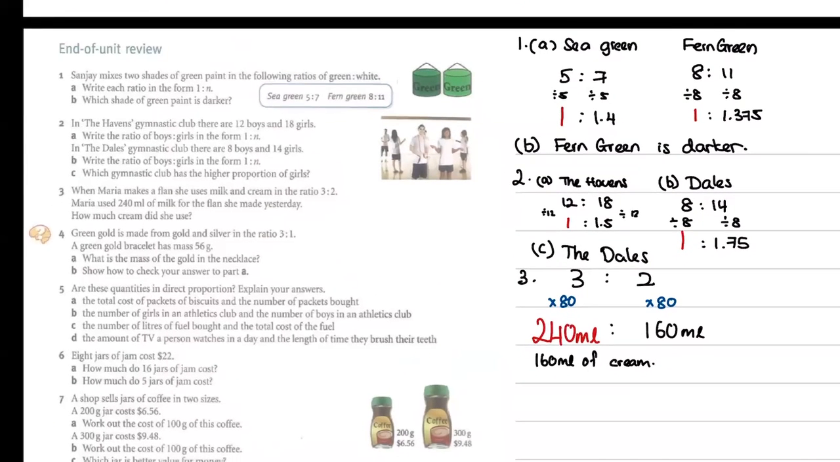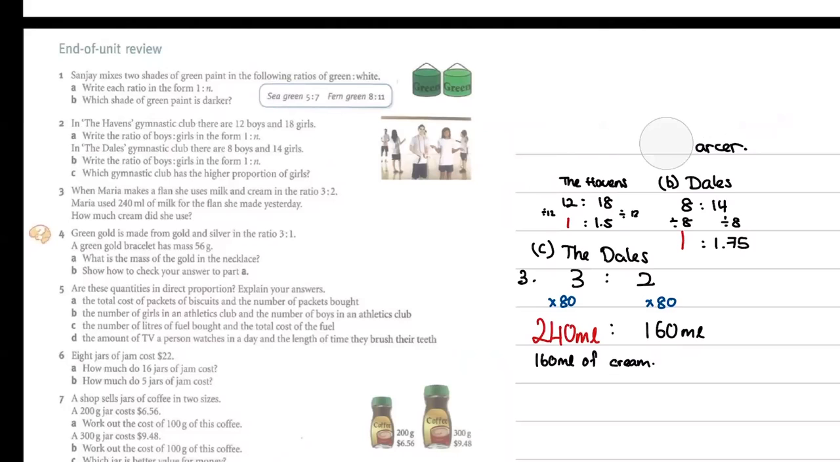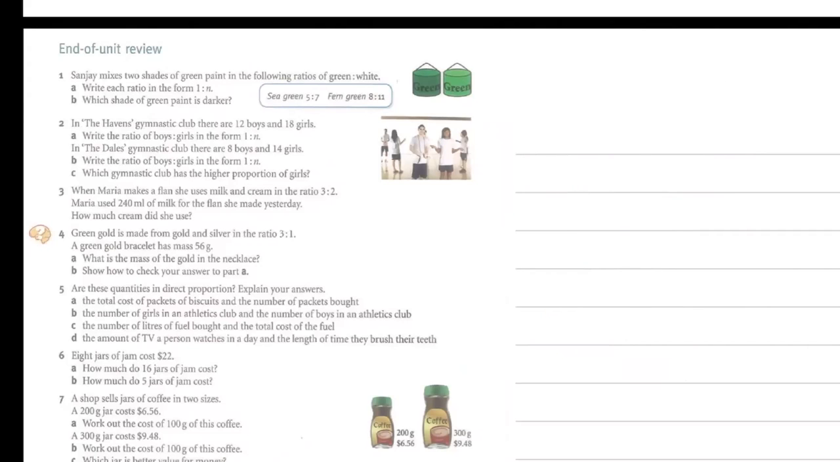Okay, now let's go to question number 4. So question number 4 says, green gold is made from gold and silver in the ratio 3:1. So same thing like the milk and cream for the flan. So for question number 4, the ratio of gold to silver is 3:1. So if the green gold bracelet, now the whole bracelet, the mass is 56.